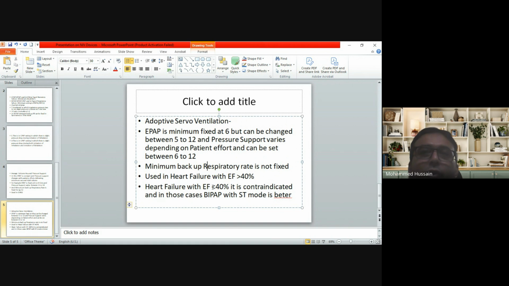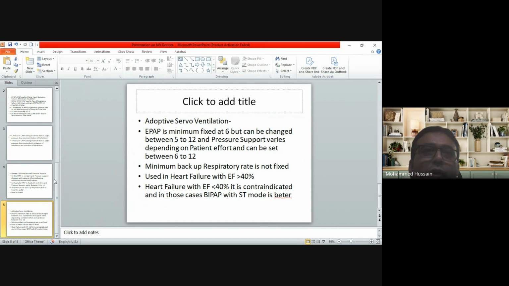So what will you do in such patients? You will give BiPAP setting with spontaneous timed mode. What does it mean? Whenever the patient is not breathing, the ventilator will deliver. In these patients, most of the time, as the heart is very weak, they will not have sufficient respiratory drive. Okay.